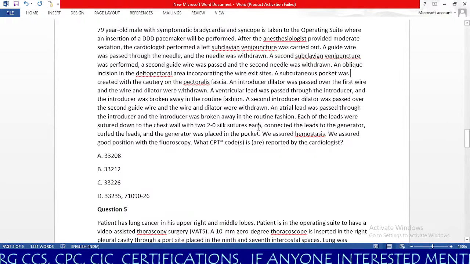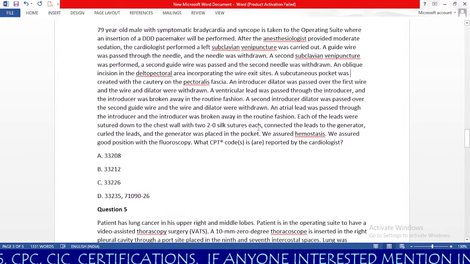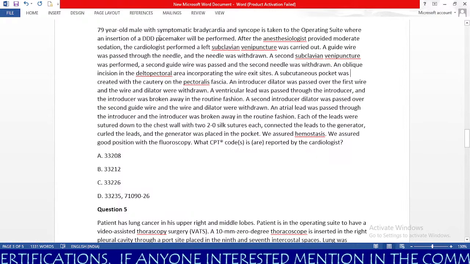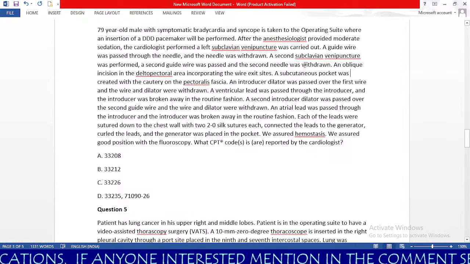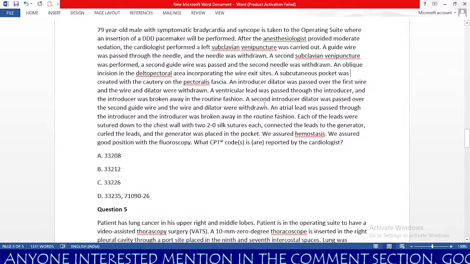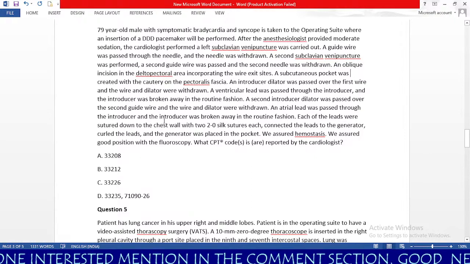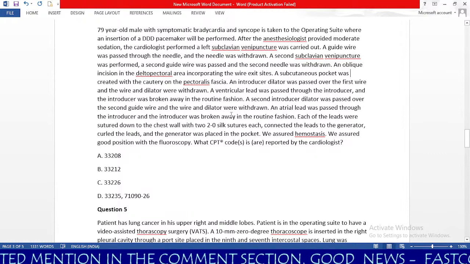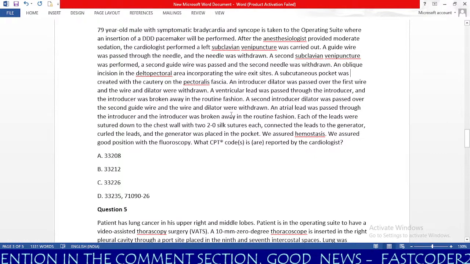So what is going on here? Basically, the physician is inserting a dual chamber pacemaker. See here, it is a dual chamber pacemaker, and he is attaching the leads. See, each lead was sutured down to the chest wall. So we will check our options here. What is 33226?